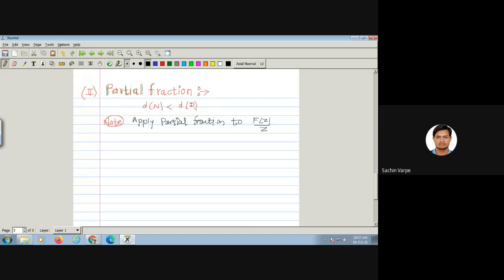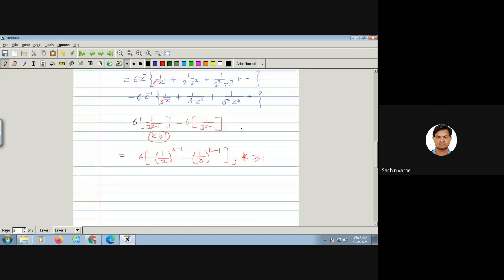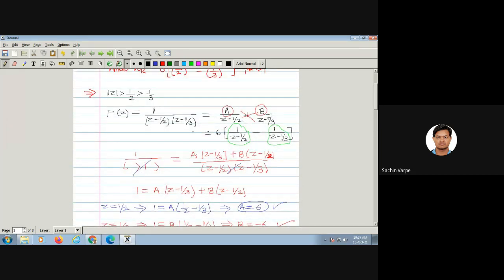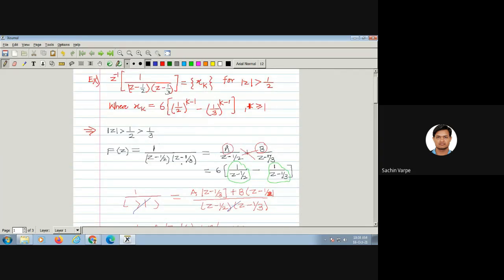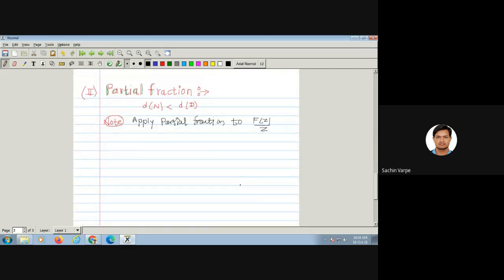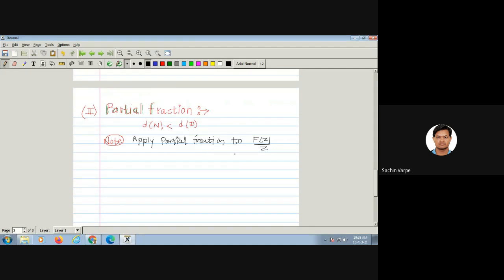Normally, even in the last question, we applied the partial fraction to F(z) only. You can see here, because it was not asked to use the partial fraction, that was our choice. But if it is specifically asked, then we have to apply the partial fraction to F(z) upon z. You'll come to know why. So let us discuss this method directly using a question.